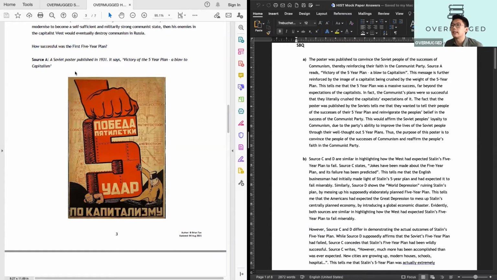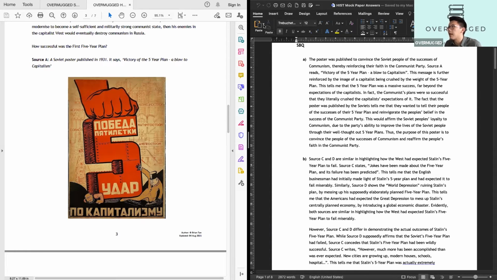Over here, we can clearly see that this was a Soviet poster published in 1931. It is important to read the context here for these kinds of sources. At the outset, it tells you something important: it was published in 1931. And it says here, victory of the 5-year plan, a blow to capitalism. So right here, the first impression that you can get is that the 5-year plans have been successful. Then the next question you have to ask yourself is, why do you think the source was published at this time?